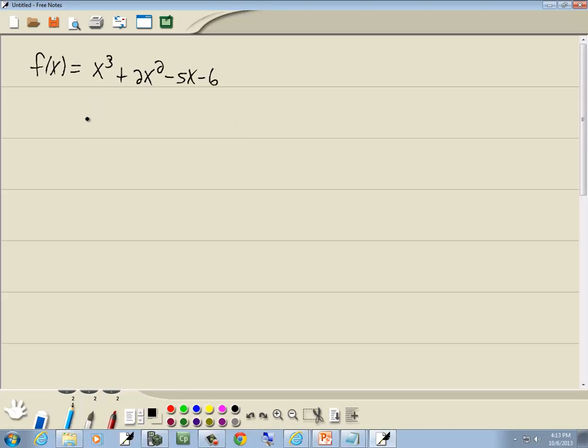Now find the zeros. That means we're going to set it equal to 0. So we'll set x to the third plus 2x squared minus 5x minus 6 equal to 0, and want to solve this. The fundamental theorem of algebra says that your largest power tells you how many answers you're going to have. So we're going to have 3 answers. So let's put the polynomial on y1 and 0 on y2 on our calculator.